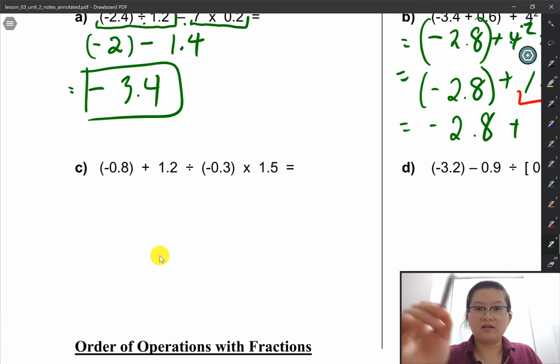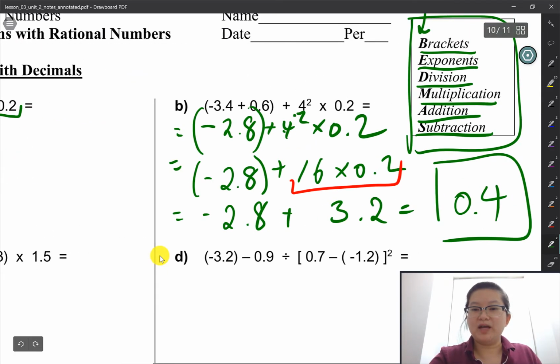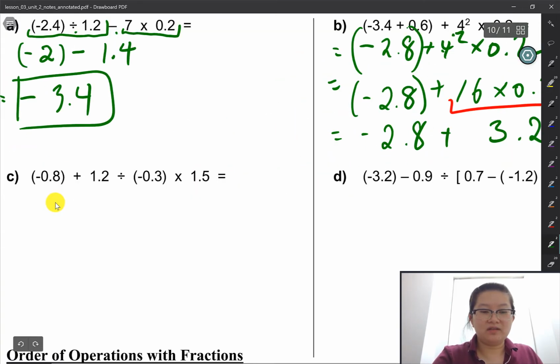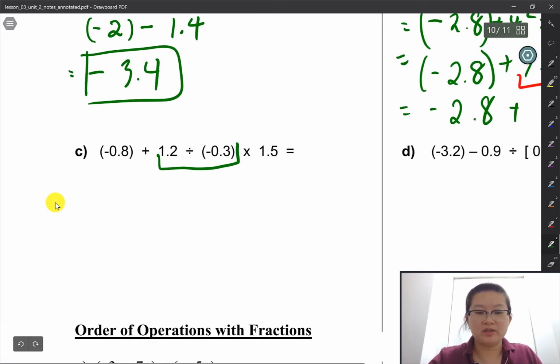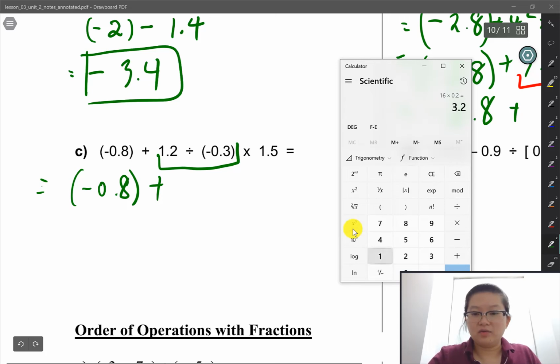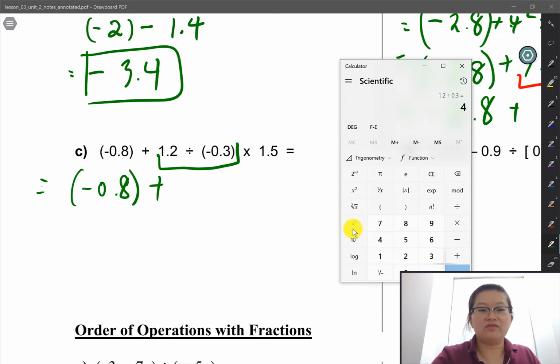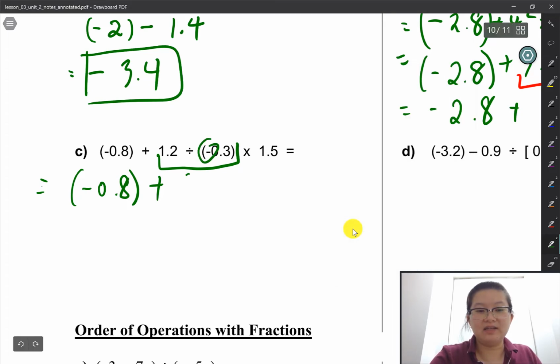Okay, so let's do this one together. Again, divide and conquer, but don't forget, with the BEDMAS, division comes before multiplication. So notice that there is a division sign here. We gotta do the division first before we do the multiplication. Keep everything else the same, negative 0.8 plus 1.2 divided by 0.3. That should give us about 4. If you want, we can always double check. And that answer is going to be negative 4 since this number here is negative.